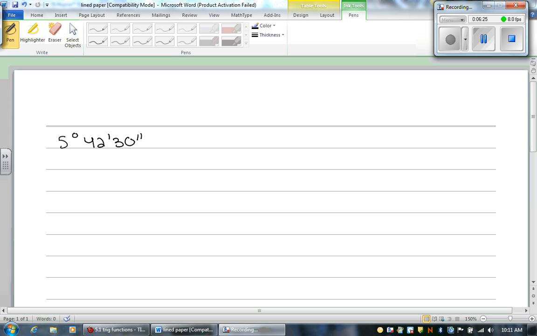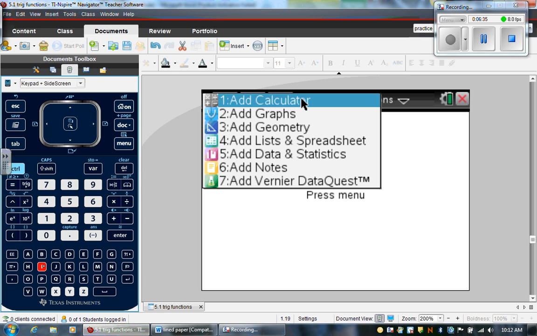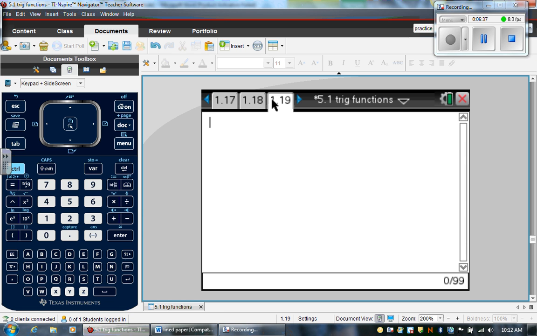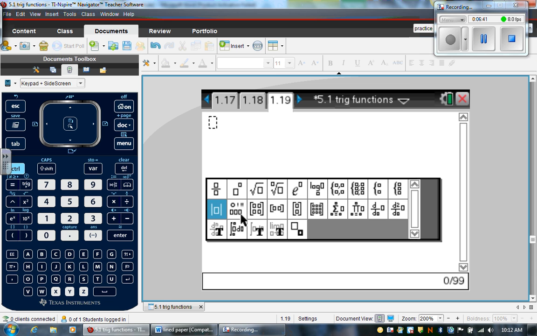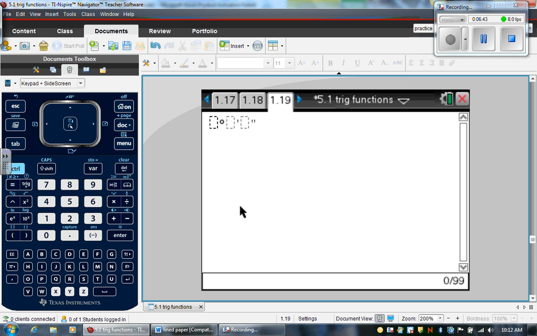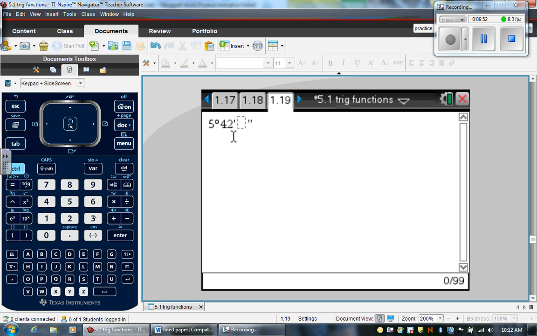Now we can very easily convert this to degrees using our calculator. So I'll show you how to do that, but you do also have to know how to do this by hand. So what we're going to do is put this right into our calculator, and we do have a template in here for degrees, minutes, seconds. Okay, so we've got 5 degrees, 42 minutes, and 30 seconds.